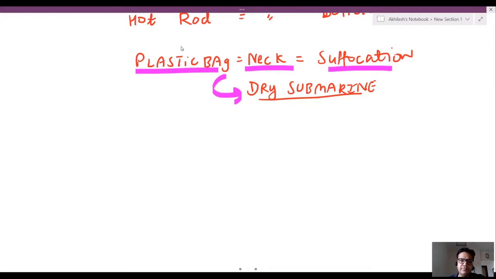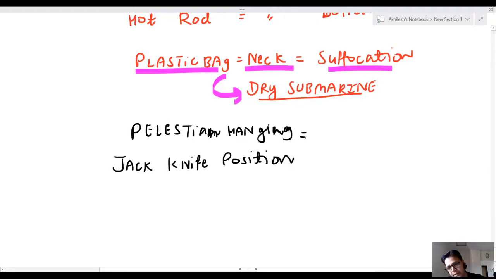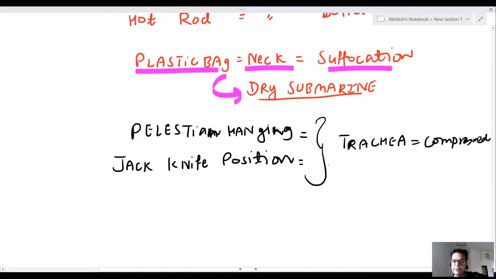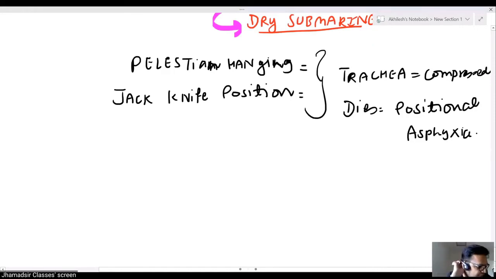Now, the last two tortures. One is Palestinian hanging. Second is jackknife position. Sir, in both tortures, the trachea is compressed, and a person dies due to positional asphyxia. In both conditions, the trachea is compressed and the person dies due to positional asphyxia.